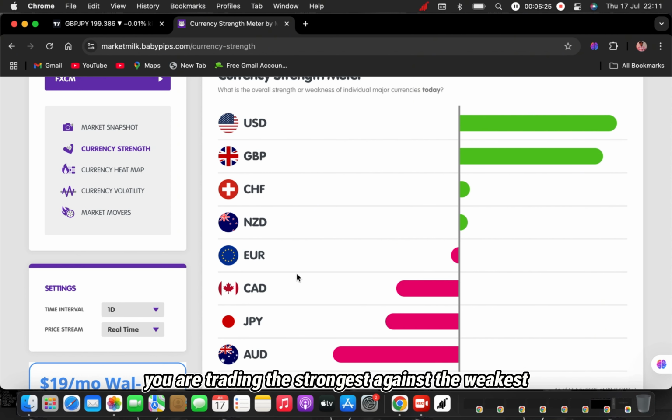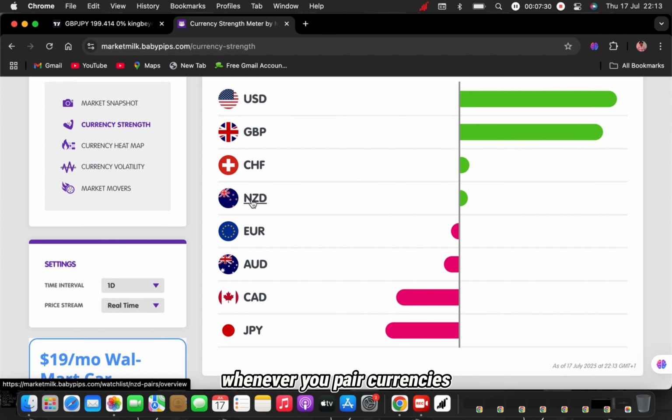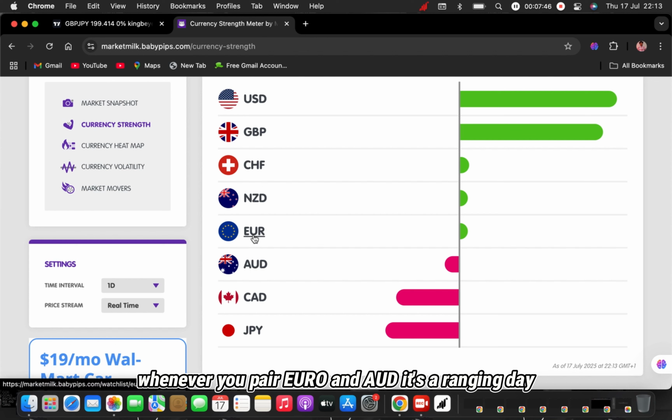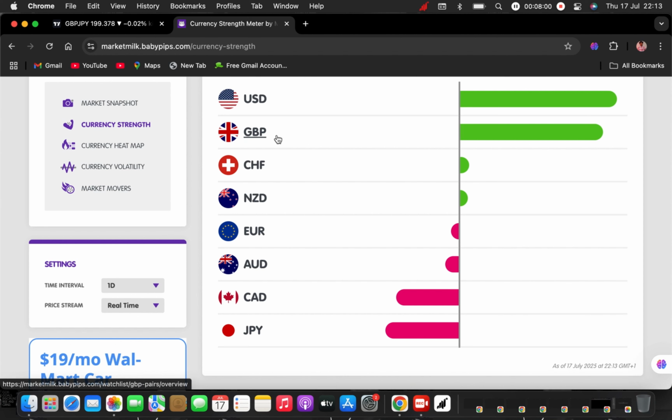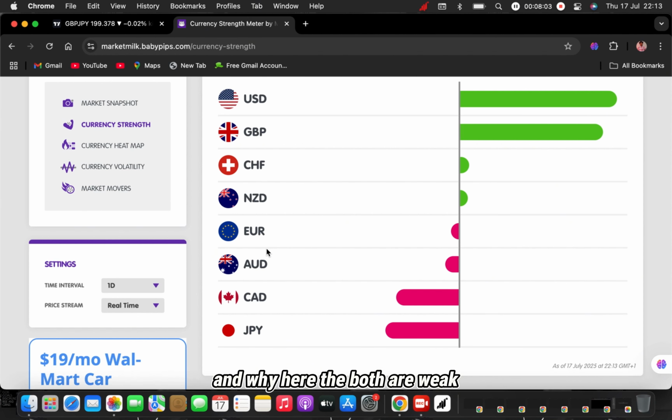You are trading the strongest against the weakest, and whenever you trade the strongest against the weakest, you are on the right track. Whenever you pair currencies that have the same momentum or the same strength, it's a ranging day. Whenever you pair EUR and AUD, it's a ranging day. Same thing goes for CAD JPY, ranging day. Same thing goes for US dollar GBP, it will be a ranging day because both are strong here, and both are weak there.